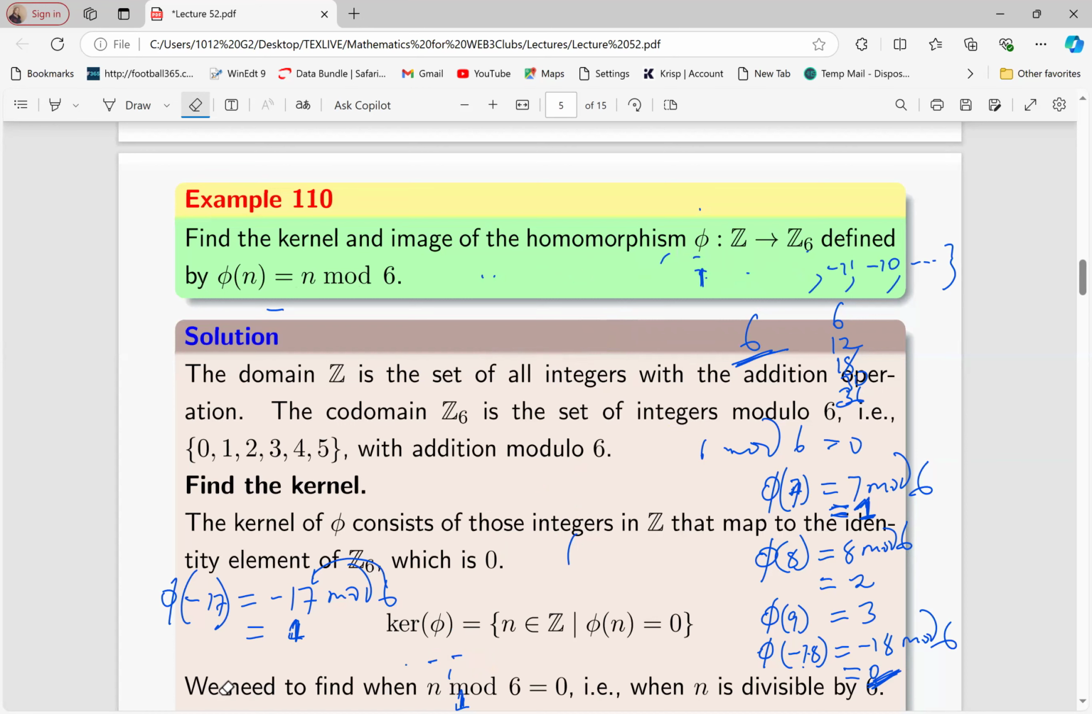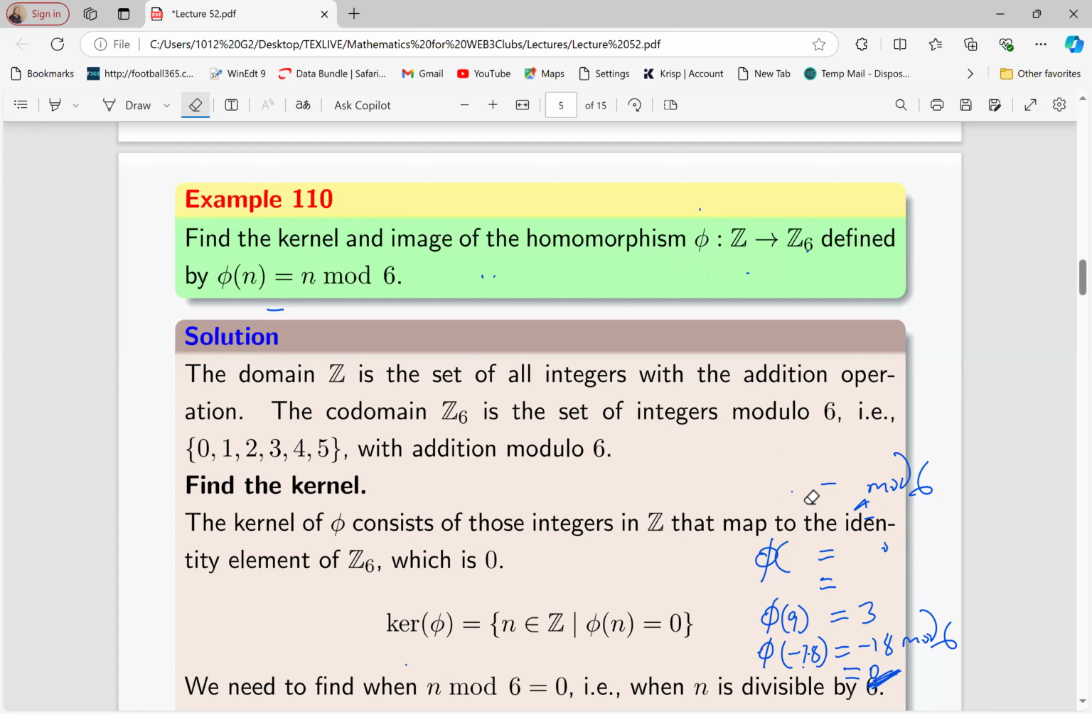So that's why I said in my first sentence that the domain, which is Z, of course, I was just defining what it is. I said it's a set of integers under addition. And the codomain, the one we are mapping to, which is Z6, is the set of integers mod 6. Of course, those are just 0, 1, 2, up to 5. So the kernel, I said, would consist of integers in Z that map to the identity in Z6.